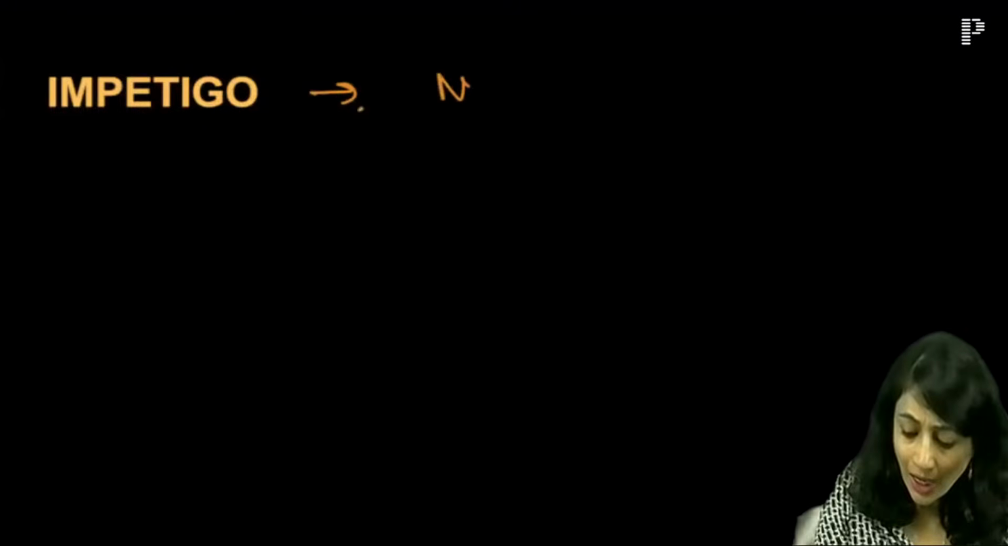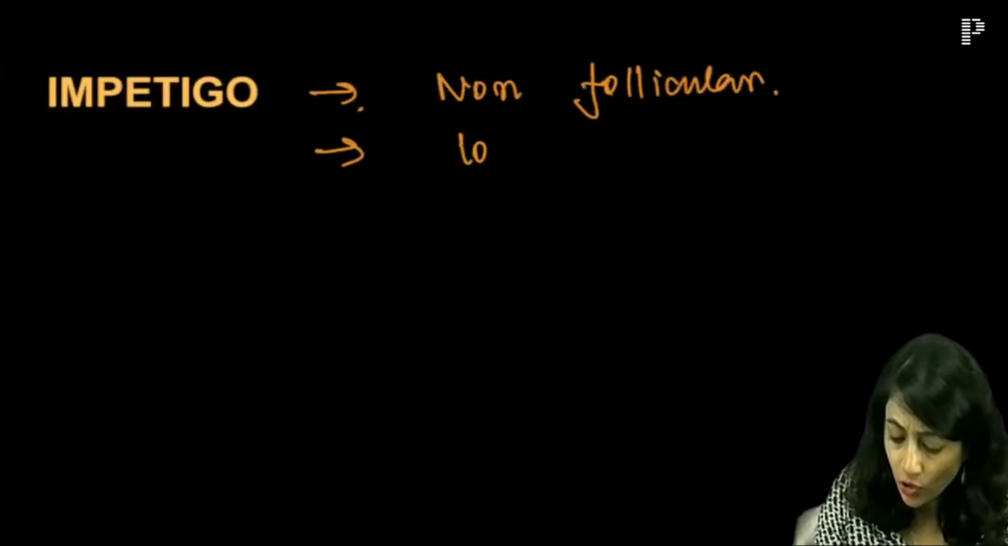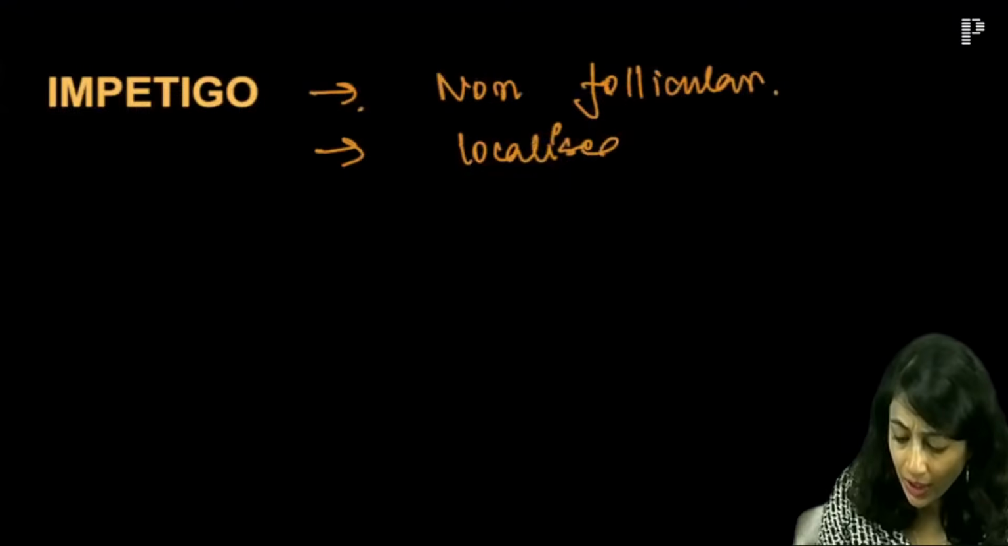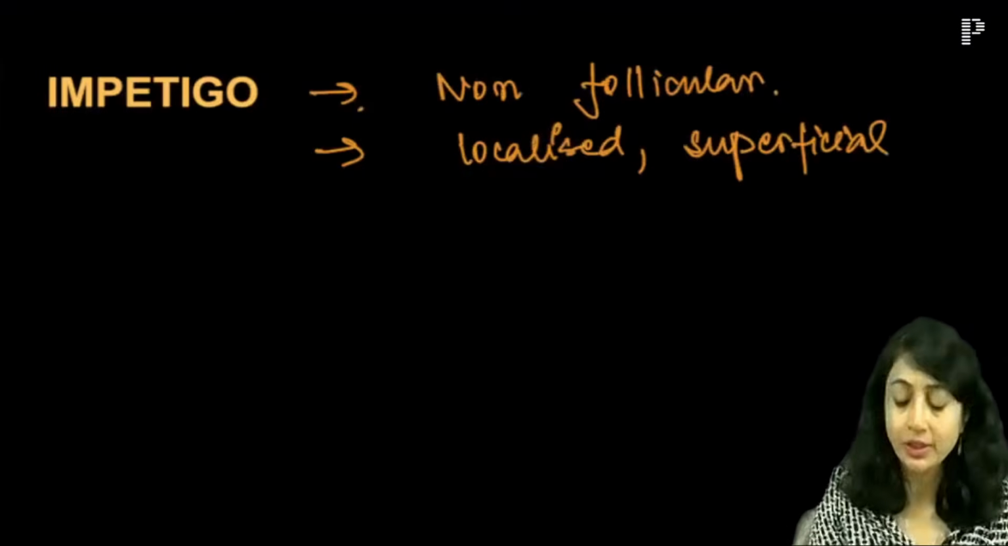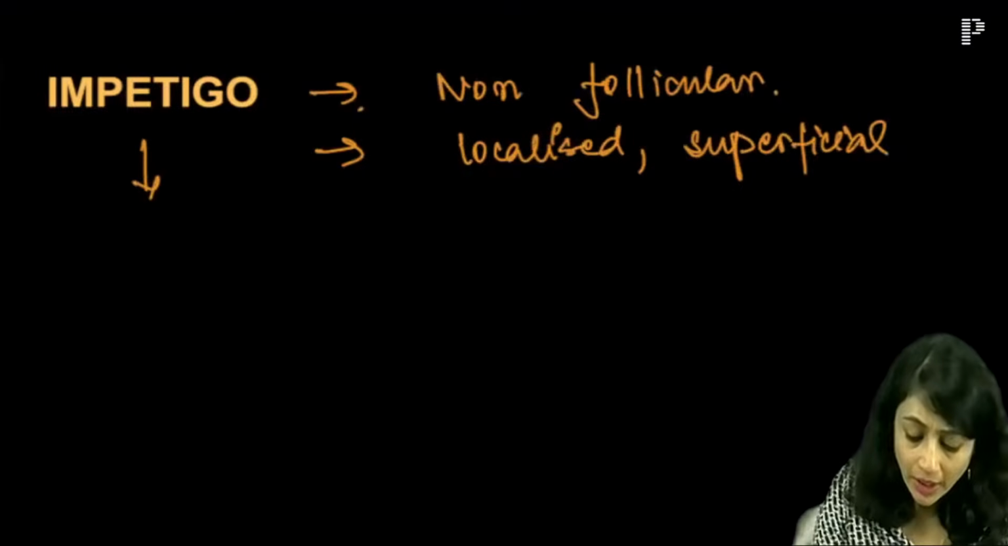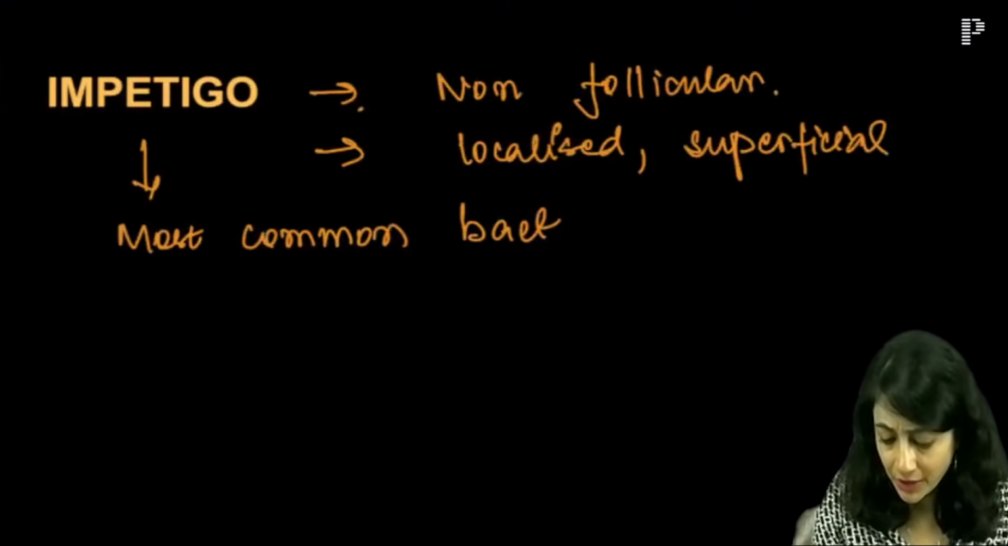Now, coming to the first and foremost bacterial infection, which is impetigo. As I already told you, this is non-follicular in nature, localized and superficial, so it is the mildest of all the bacterial infections. Also, impetigo is the most common bacterial infection that you see.